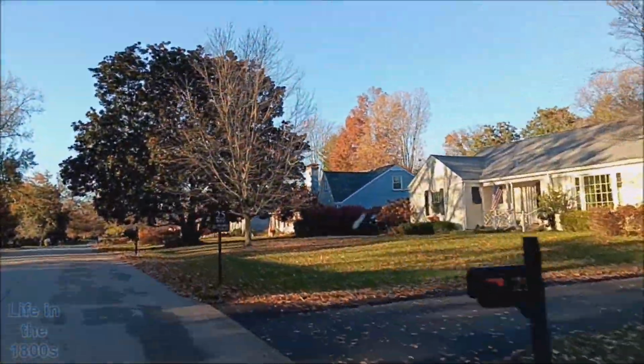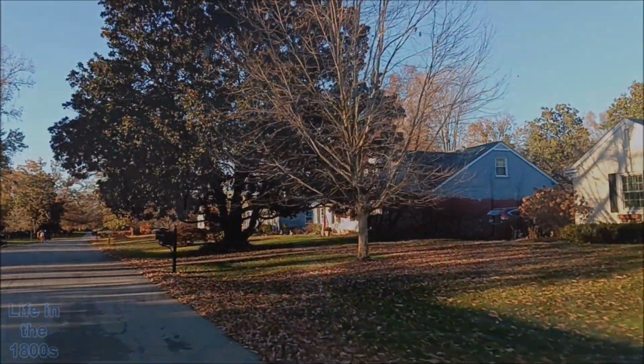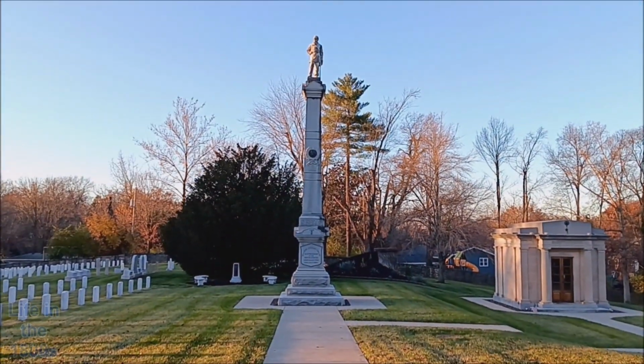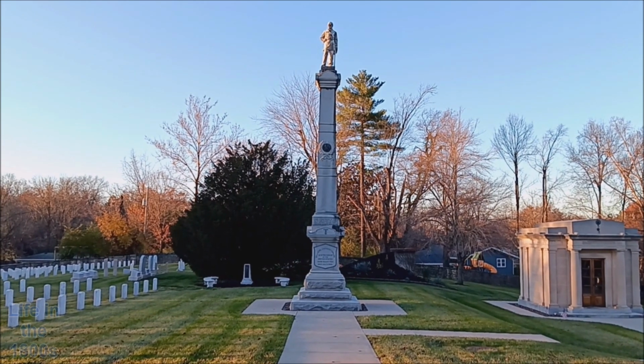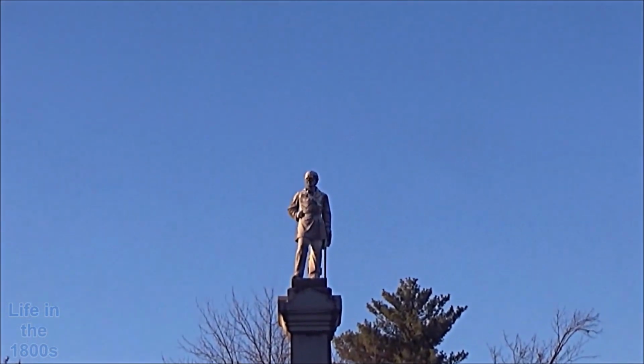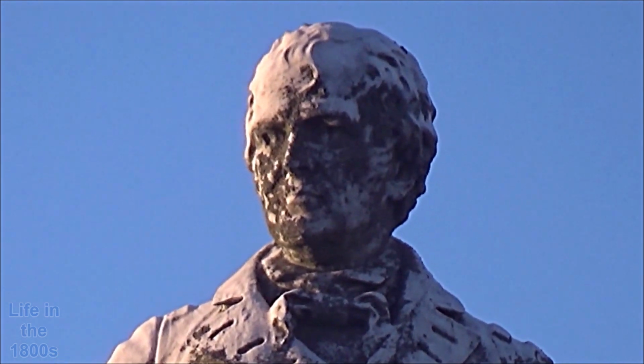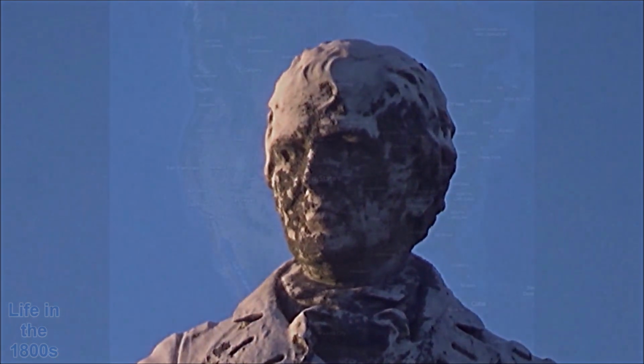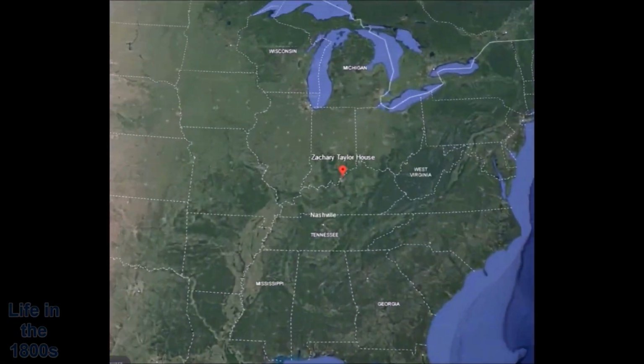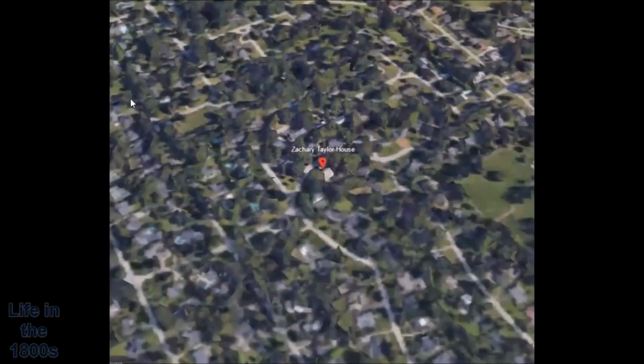a residential neighborhood today. And about 2 blocks away, there is a 50-foot monument with a life-sized statue of Zachary Taylor on top of it that was built in 1883. And right next to that stands his mausoleum. So this is all located in the eastern part of Louisville, Kentucky.